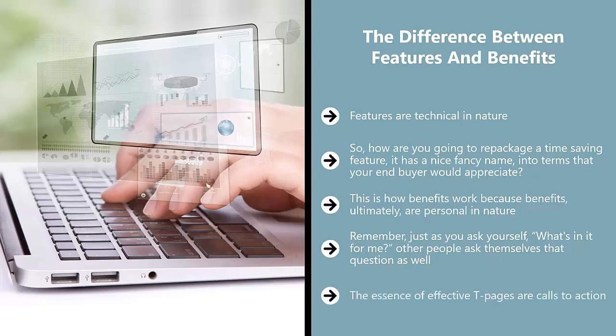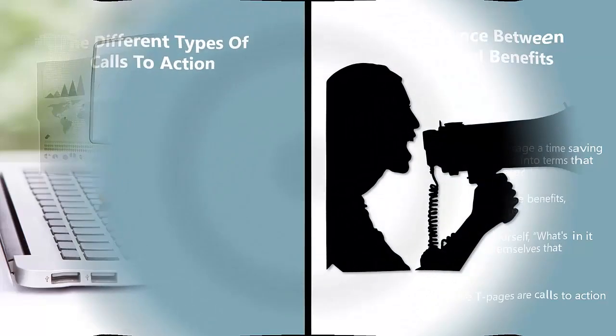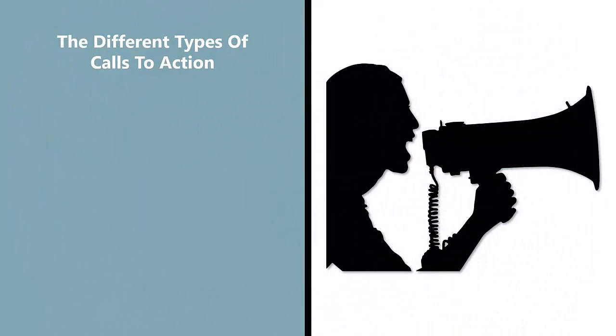So, you have to phrase whatever benefits that your product brings to the table in those terms. The essence of effective T pages are calls to action. They have different forms, but the key to them is emotional impact. When crafting a CTA, call to action, emotionally tie the reader to the benefit they will get if they buy the product or service. The different types of calls to action.